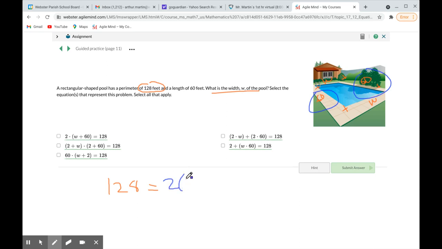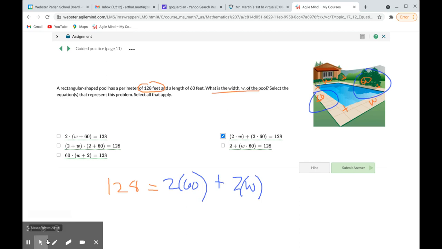So that would be 2 times 60 plus how many widths do we have? 2 widths. Yeah, we got 2 widths. So this is an equation we could set up to find out what W is. Is there one like that on there? And if there's not, is there another way we could write this? I see one that's like this. I'm just trying to see if y'all see it. Number 4. Yeah, that top one.